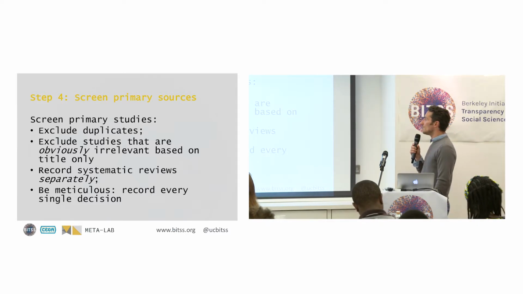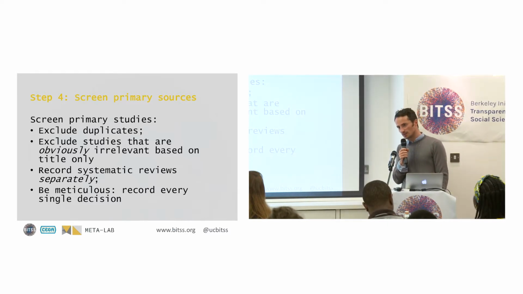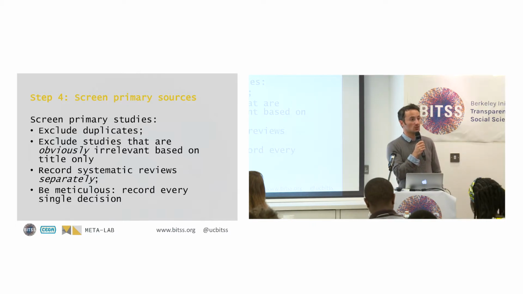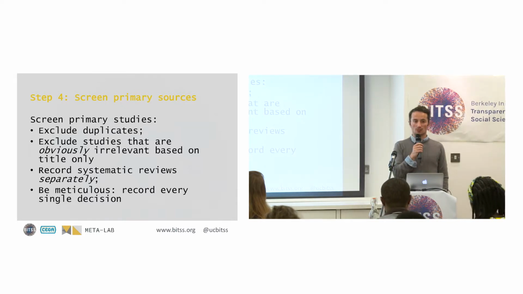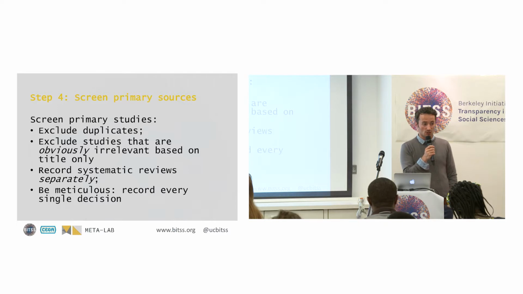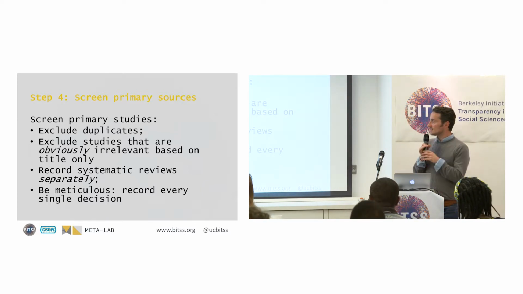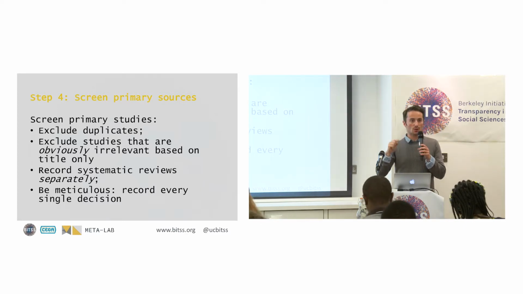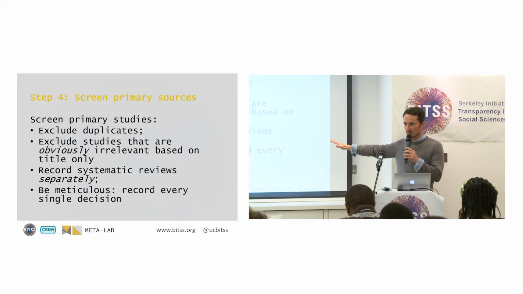And then you exclude studies. I try to use just the title. And if I can't use the title, then the next step is to use the abstracts. But I think there are a lot of decisions that you can make just using the title. So you exclude studies that are obviously irrelevant based on the title only, because you can see that one of the variables is irrelevant to your research, or because the type of methodology is not relevant to your research. And what I do is that I also record systematic reviews or meta-analyses separately. So whenever one of these studies is a systematic review or meta-analysis, I put a 1, because I code them and I analyze them separately.